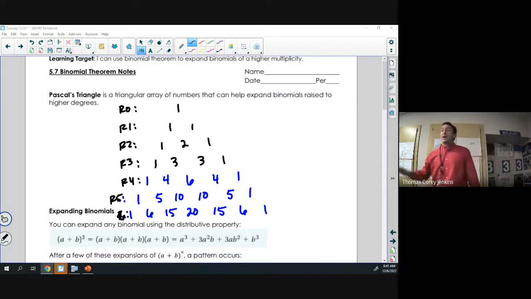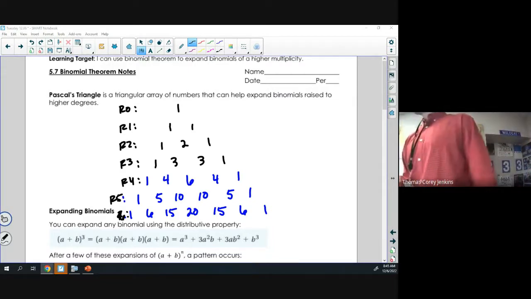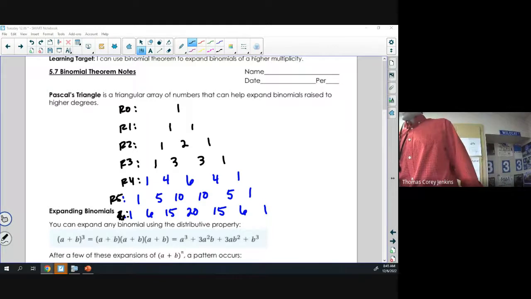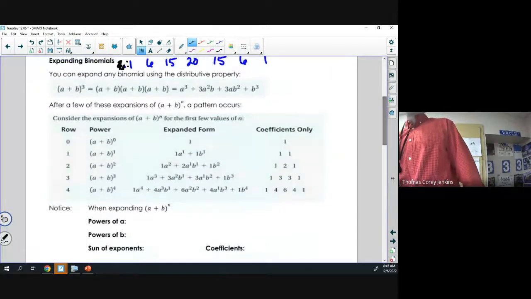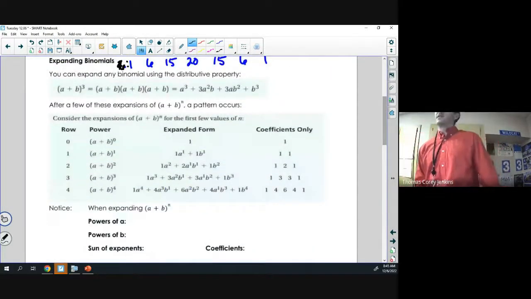So everybody good so far? Everybody got that down at least? Okay. All right, so then it says you can expand any binomial by using the distributive property. We just talked about that. That would be the non-shortcut way.